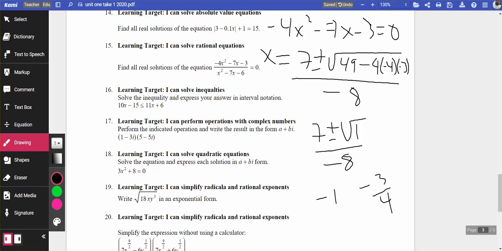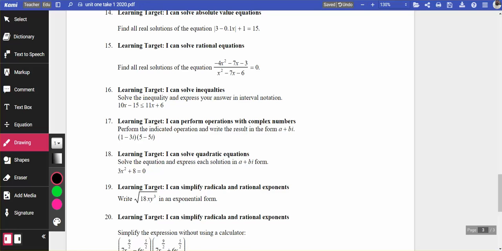Now we got to do number 16. Number 16 is interesting because you have to solve this inequality, and it's actually really easy. It's just like algebra, always what we do, and put it in interval notation. So let me go ahead and erase this stuff. So we're going to go ahead and do number 16 now.